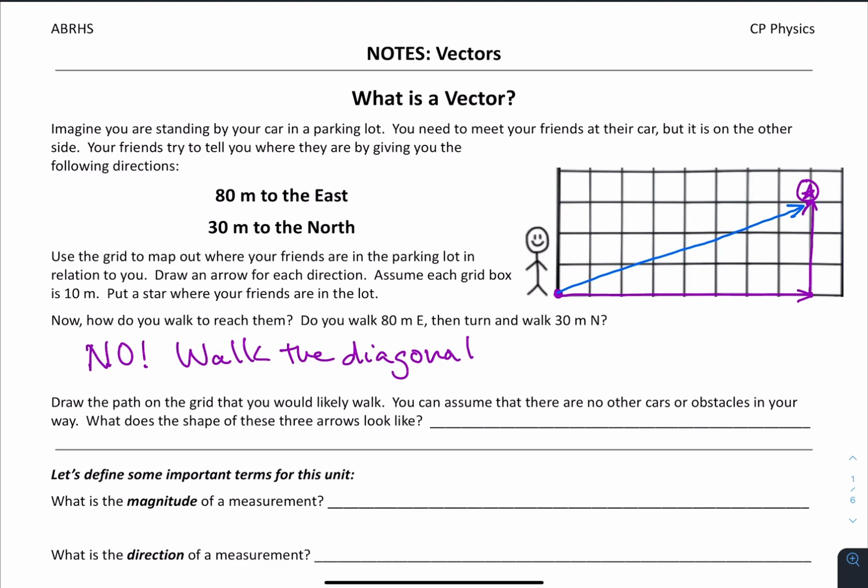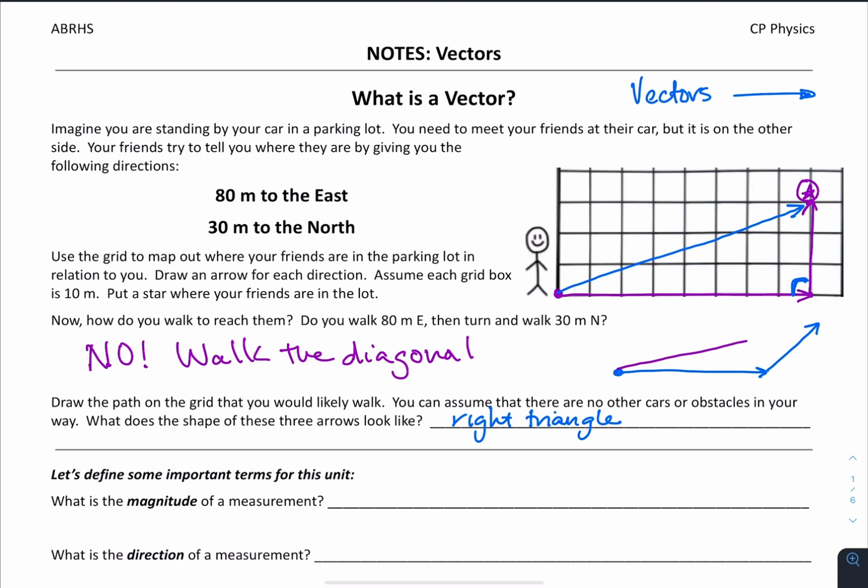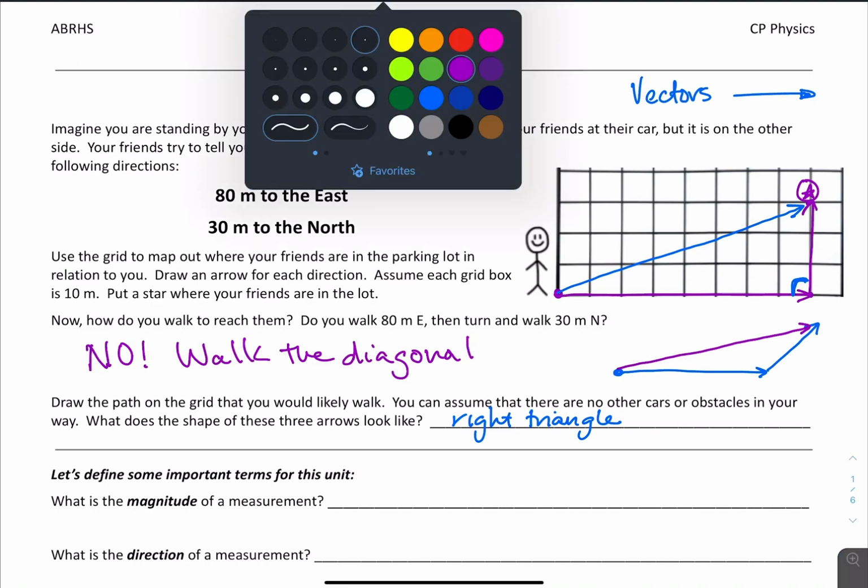So these three arrows are vectors, all right? Vectors are represented using an arrow. And as you can see, the shape that these three arrows make is a right triangle. Now for us, we're going to be almost exclusively working with right triangles, but vectors can make any sort of shape. So let's say we went to the east, but instead of being directly north, the car was a little bit to the northeast. Then I could draw a connector between those two that would be a more likely path that would look like this. But again, I've got three vectors and they're working together to form this triangle.